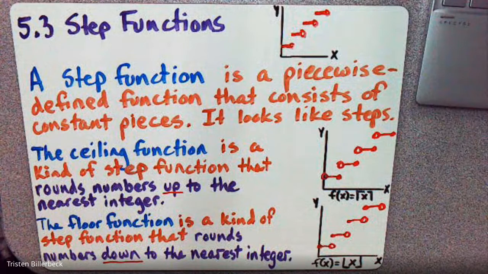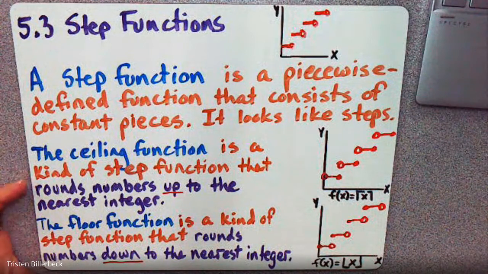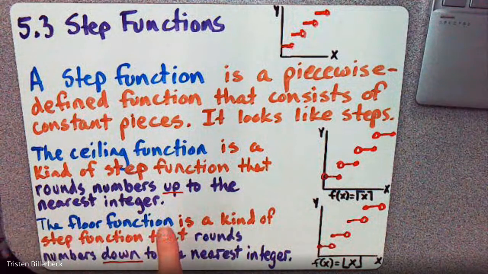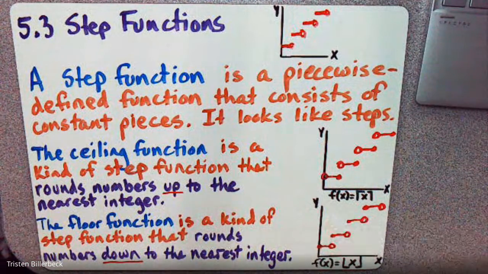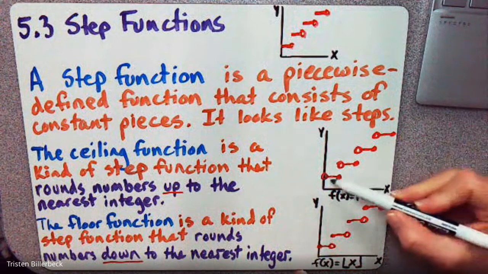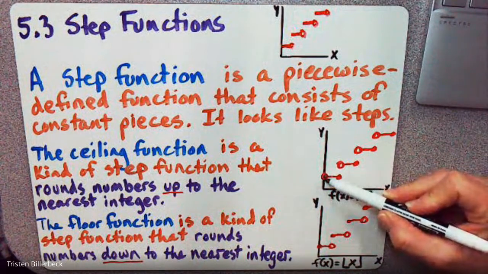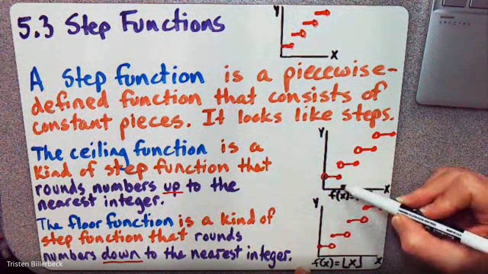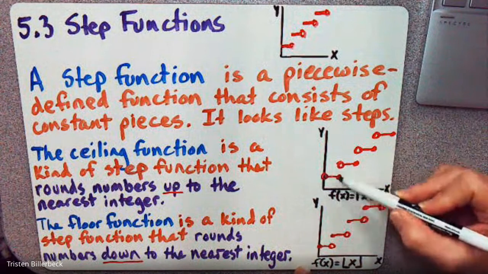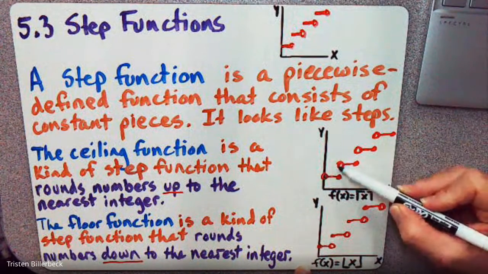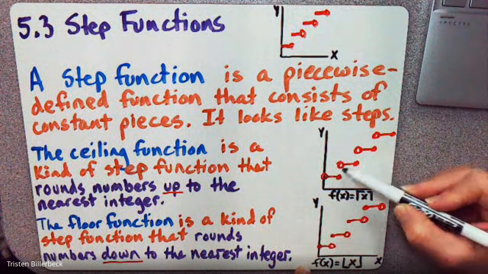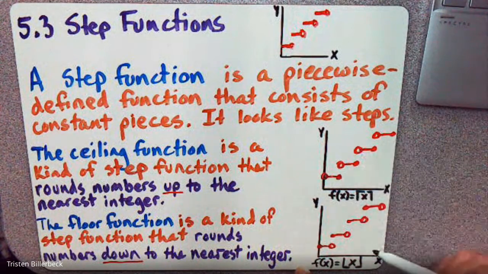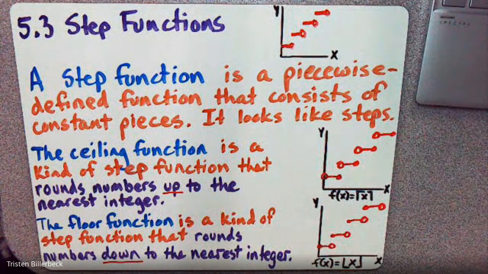So the ceiling function is a kind of step function that rounds numbers up to the nearest integer. So a ceiling function, the open value will be at the left side and the x values will round up to the next integer. Okay, so see how the open values on the left side, we round up to the next integer for all of these values. Okay, so that's a ceiling function where we round up.